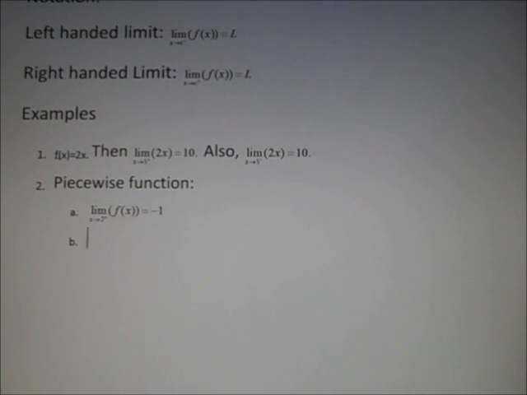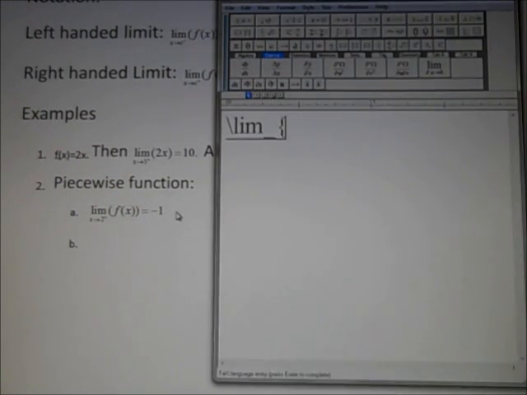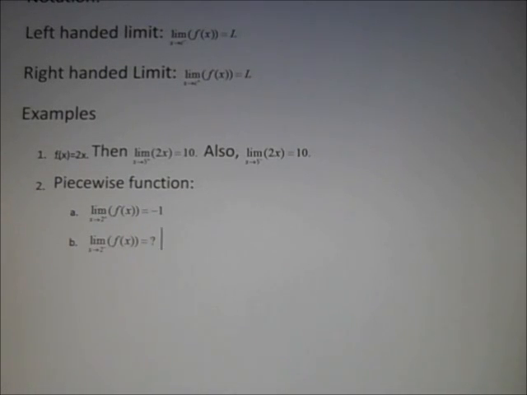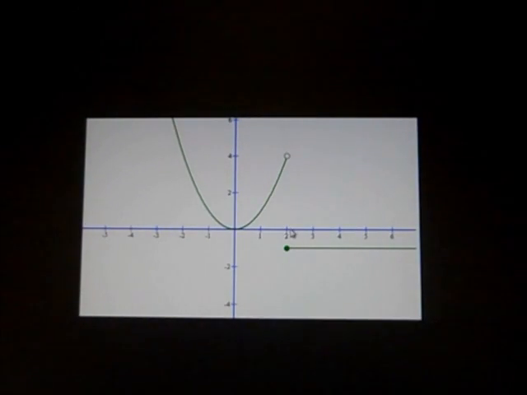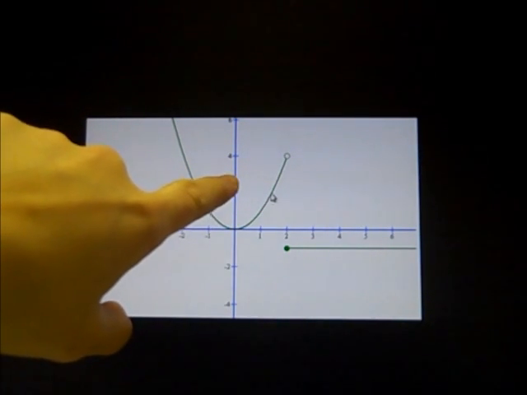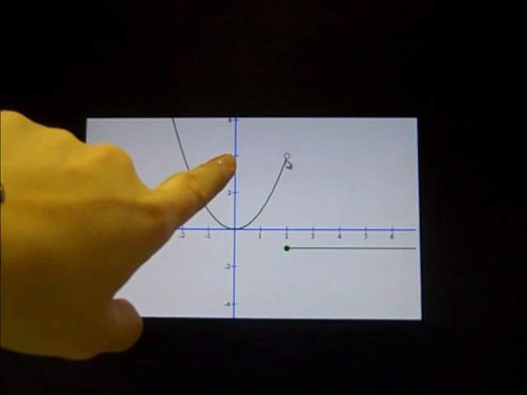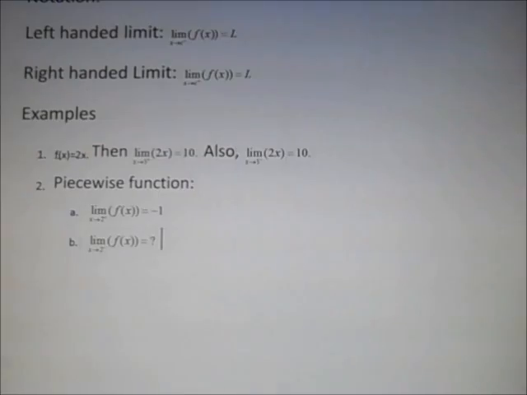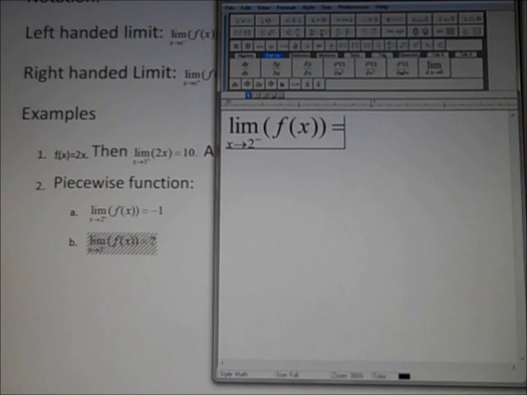Now what about the limit as x approaches 2 from the left of the function that I have on the screen? So what is that equal to? Now I'm approaching 2 from the left. Points to the left of 2, that's on this curve up here. As I'm moving from the left, what are my y values doing? Well, they're going up, up, up, up, up to 4. So we would say that the limit from the left is equal to 4.